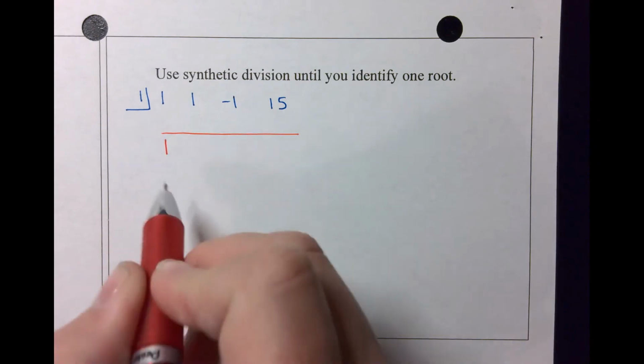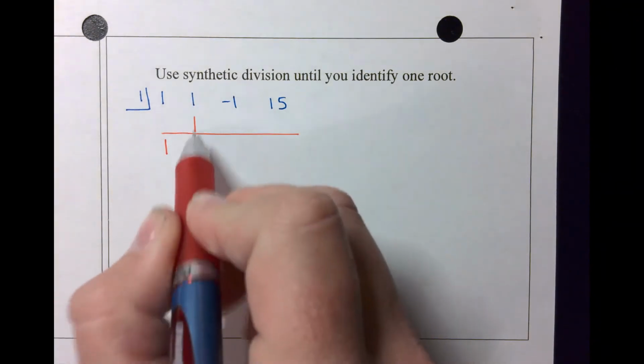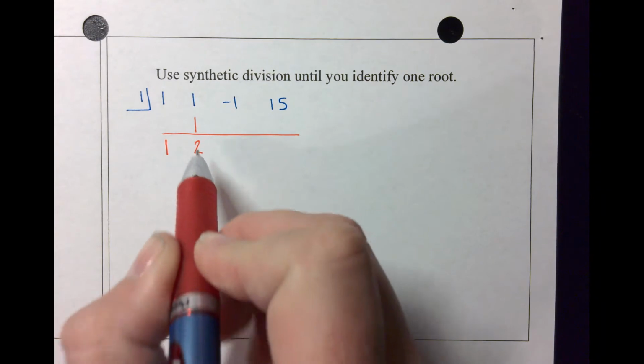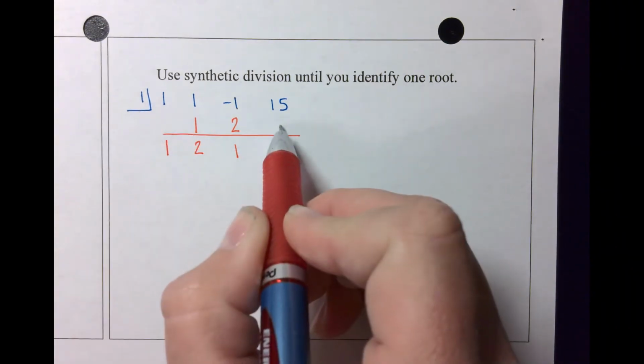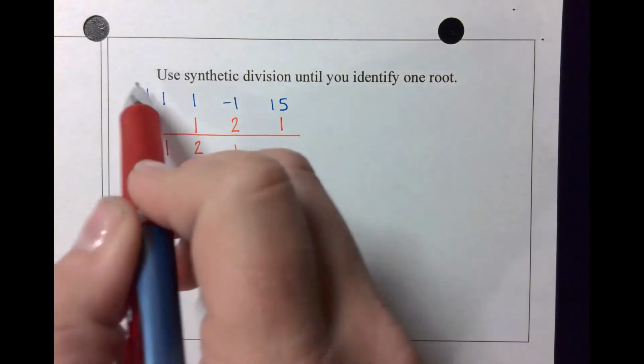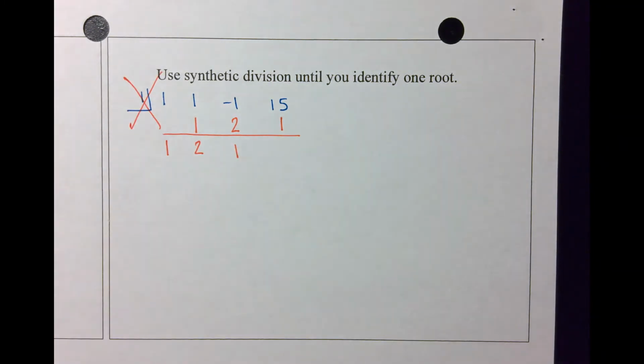All right, so let's drop that 1. 1 times 1 is 1, and then we add 1 plus 1 is 2. 1 times 2 is 2. We add to get a 1. 1 times 1 is 1, which is not equal to 0, so that one doesn't work.